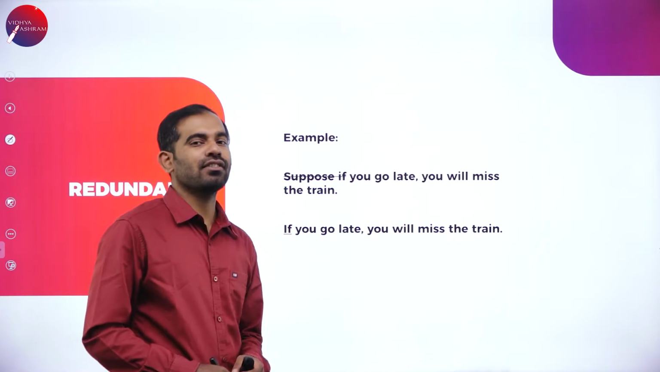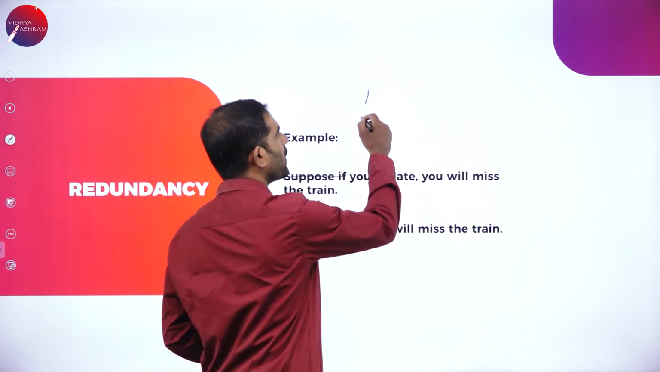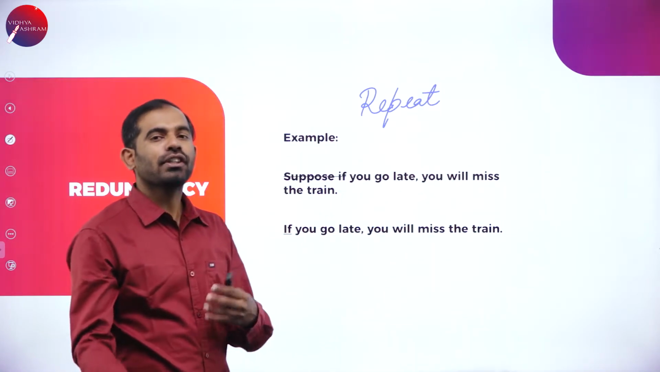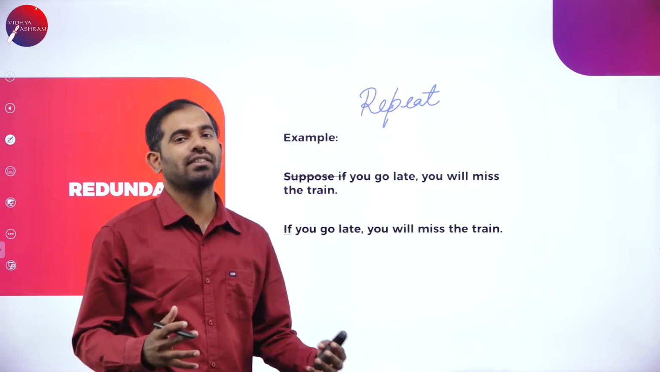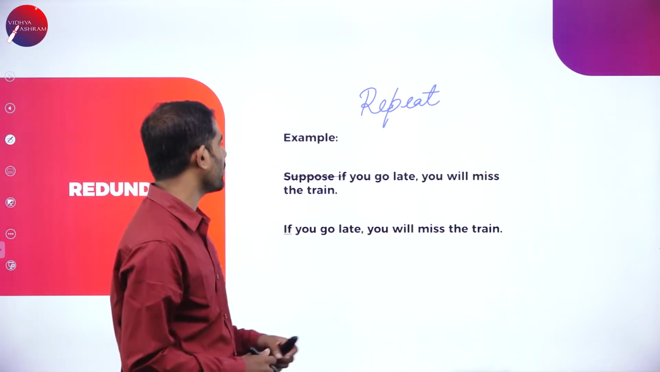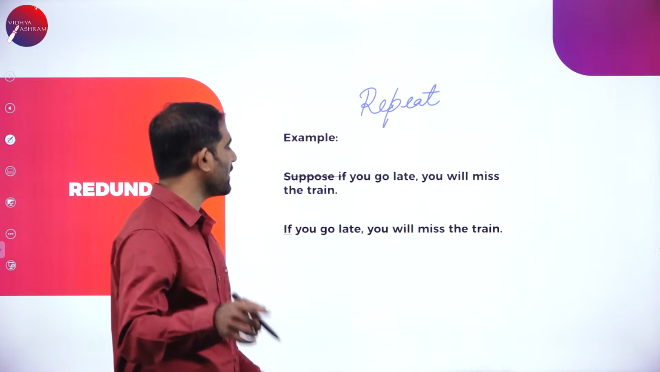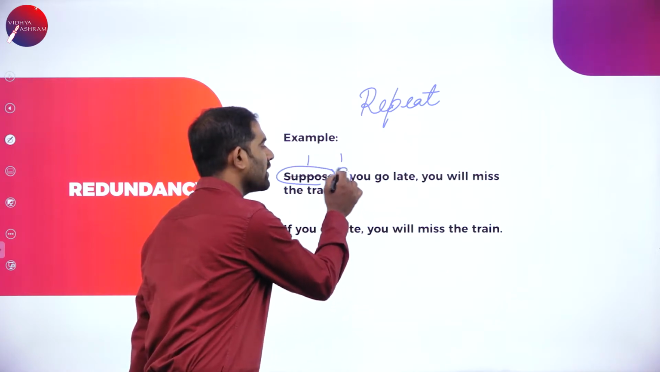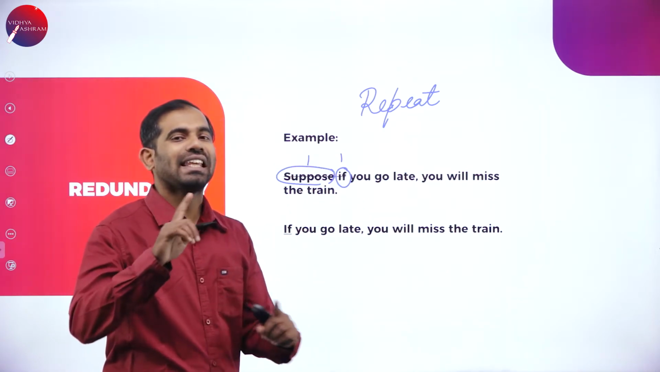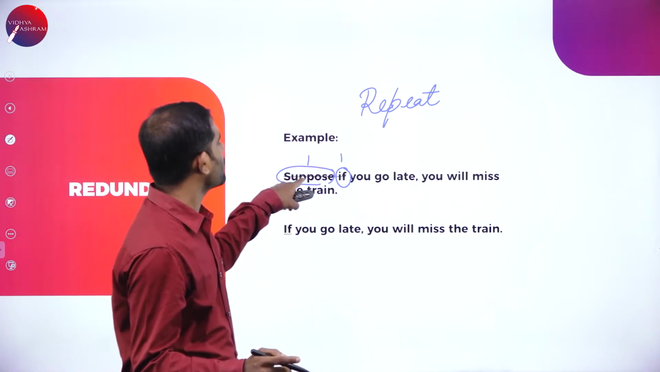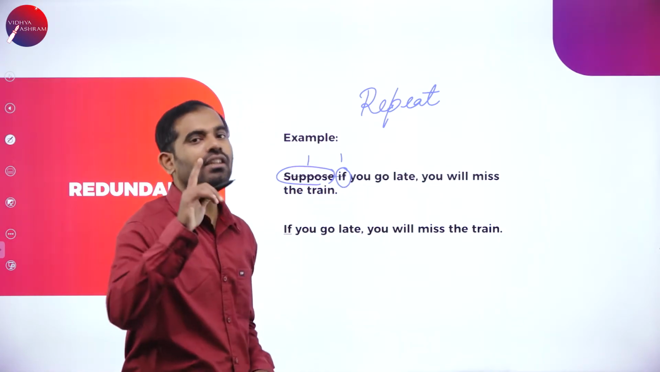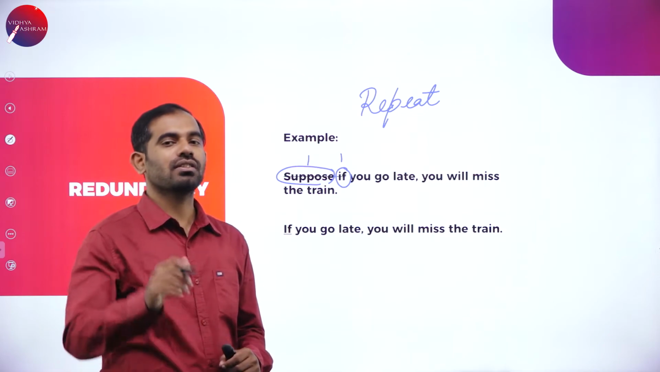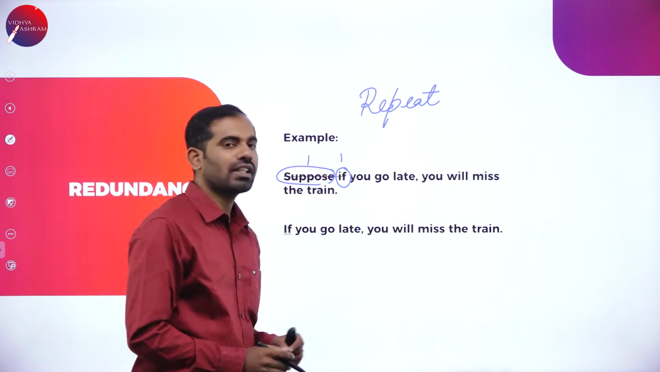What is the meaning of redundancy? If you don't know the meaning of redundancy, it is nothing but repeating the same word, or using the same word with the same meaning twice or more times. For example, suppose if you go late, you will miss the train. Here, suppose and if both convey the same meaning. You have to use either of these. Suppose you go late, you will miss the train, or if you go late, you will miss the train. Most of the students may have a doubt regarding this.